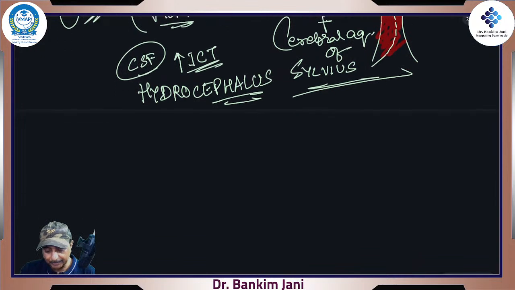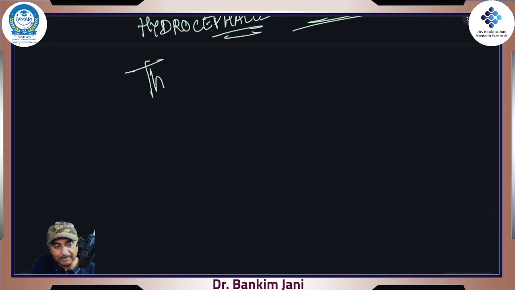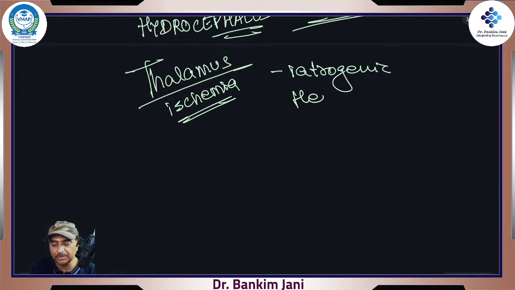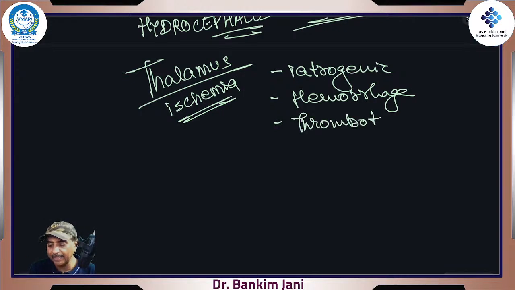Now, apart from that, the thalamus is very sensitive. So any insult to the thalamus, in the form of, let's say, ischemia, is not getting enough blood. Now it could be due to several reasons. It could be some accident, it could be iatrogenic, maybe because of some drugs or some surgery. So whether it is iatrogenic, or due to some hemorrhage, or it can be due to, say, thrombosis, what is called the thrombotic, anything.